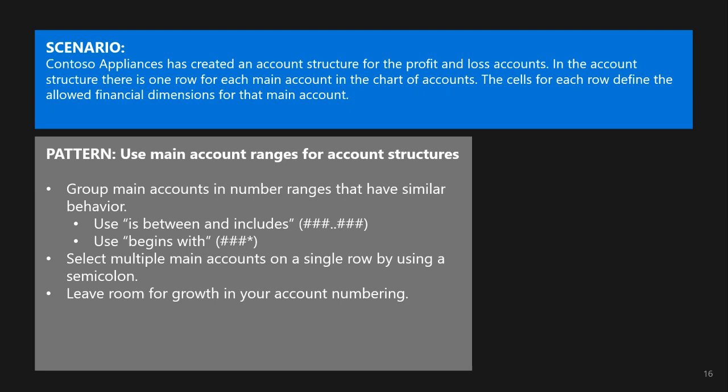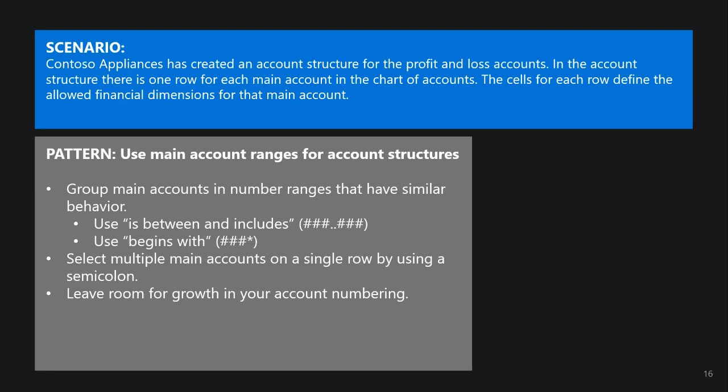What I think you should be doing is grouping the main accounts in number ranges that have similar behavior. So when you're adding those rows, if you're using the bottom half of the form, you can use the is between and includes, or you could use the begins with. And the format of that is your number, or the number star, if you're going to type it into the cells directly.